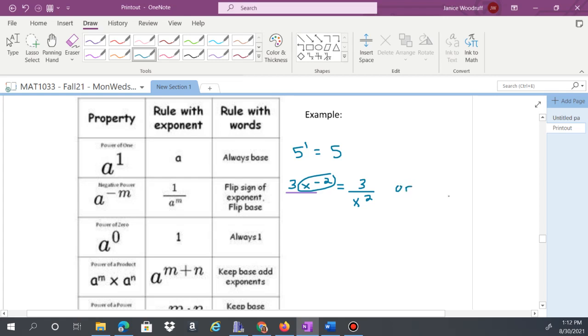Or if I have a negative exponent in the bottom of something, let's say I have a 3 and then x to the negative 1 times y, I will move the negative exponent across the division line. So this x to the negative 1 would move up, and I'd have 3x to the first, x to the positive 1, over y. So it moves across the division line.